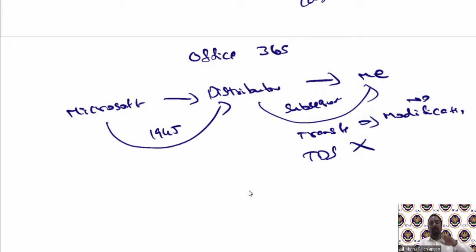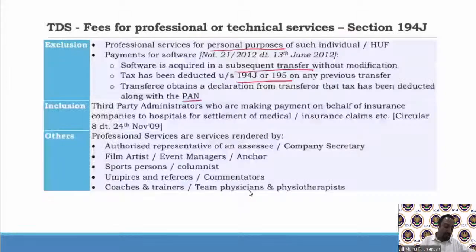Whatever it is, I'm using it. Whatever Excel Microsoft has created, I'm using it. Whatever PowerPoint Microsoft has created, I'm using it. The distributor in between from whom I got has not made any modification. In that case, 194J is not applicable. So that's what is another thing.